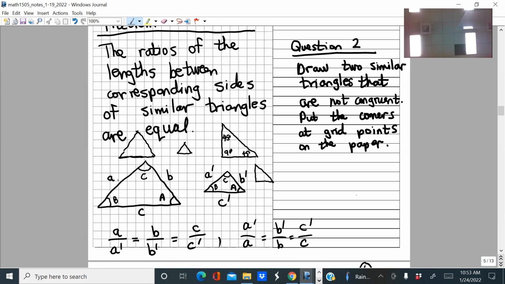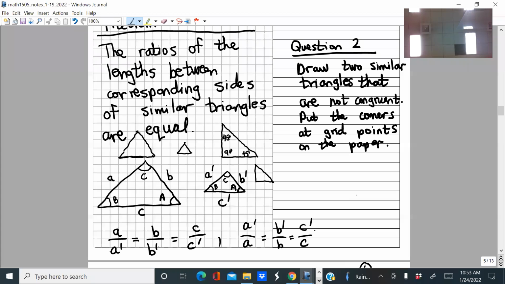So if you took this length and divided it by this length, I called this length A prime, just to distinguish it from this length, which I called A. If you take that ratio, those ratios are always the same for corresponding sides. So if you take B and divide it by B prime, you'll get the same thing as you get if you take C and divide it by C prime.